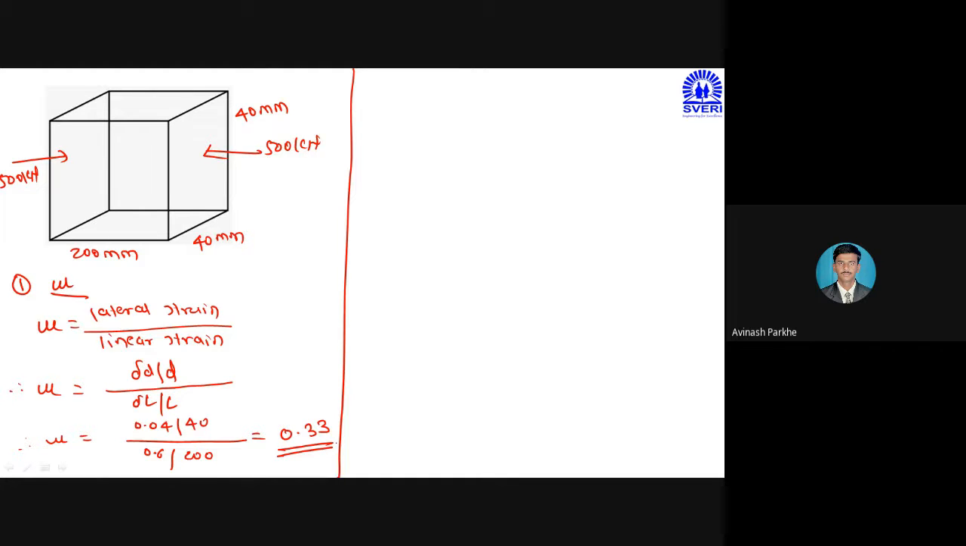Lateral strain means strain induced in the direction perpendicular to the direction of force. Linear strain means strain induced in the direction of force. ज्या डायरेक्शन मध्ये फोर्स आहे त्याच डायरेक्शन मधल्या स्ट्रेनला आपण लिनियर म्हणतो आणि त्याच्या अपोजिट डायरेक्शन मध्ये जर स्ट्रेन येत असेल तर त्याला आपण म्हणतो लॅटरल स्ट्रेन. So do the calculations. Change in depth upon original depth divided by change in length upon original length.